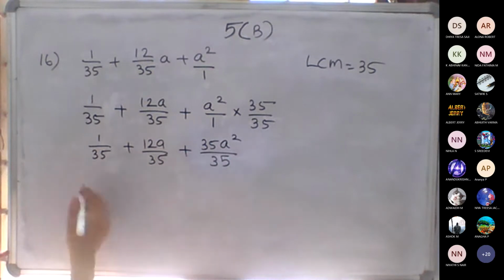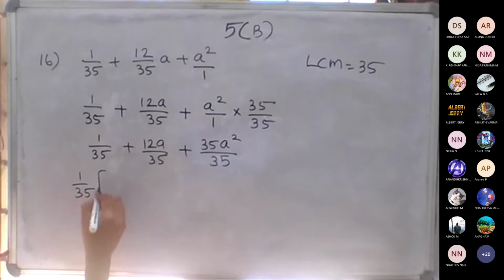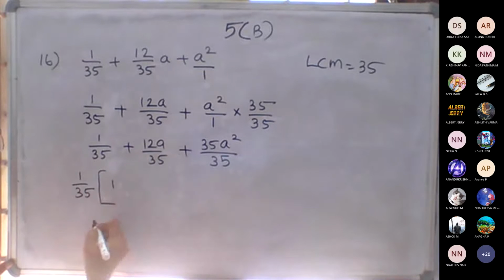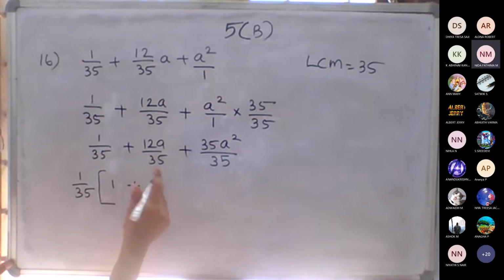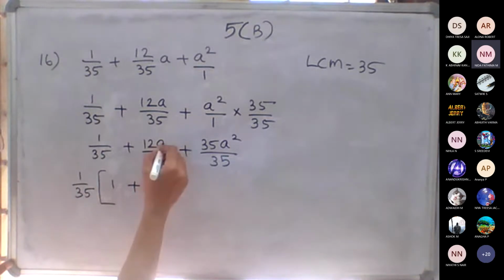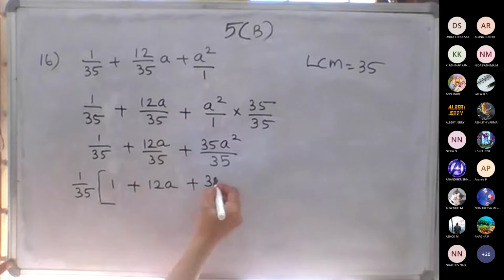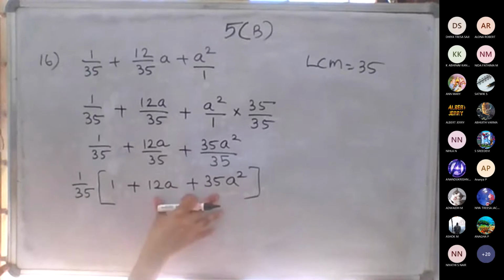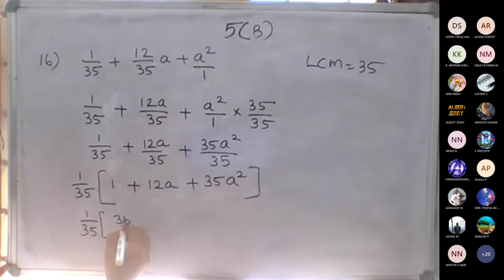The denominator is 35, so we can take it separately. 1 by 35 common. Then what will the balance be? 1 plus 12a plus 35a square. Why are we writing that 1 by 35 outside? Then only it will become a quadratic equation. So change it, square term first: 35a square plus 12a plus 1. Is it okay?